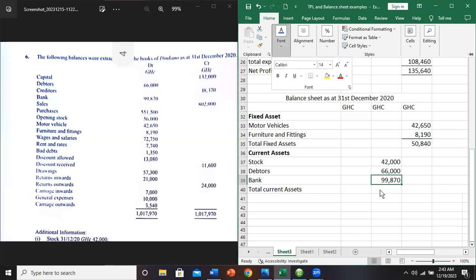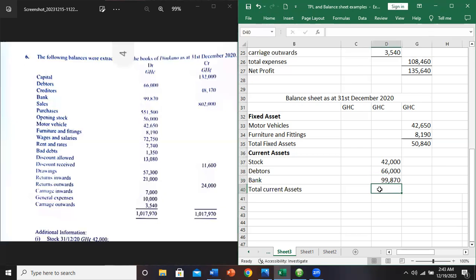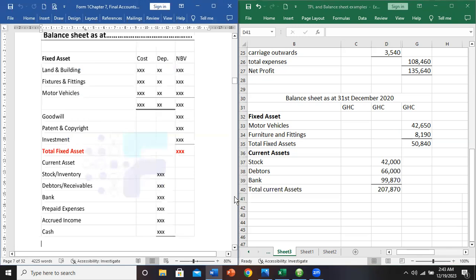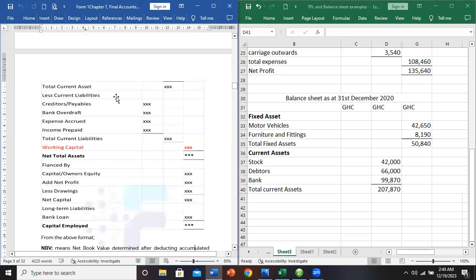Okay, so let me use Excel to calculate this. 42,000 plus 66,000 plus 99,870. We have 207,870. So that is the total current assets. So again, back to the format. After listing your current assets, the next thing is to list the current liabilities. So after your total current assets, you less the current liabilities.